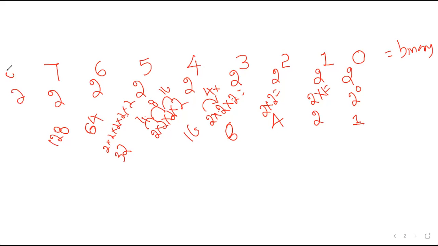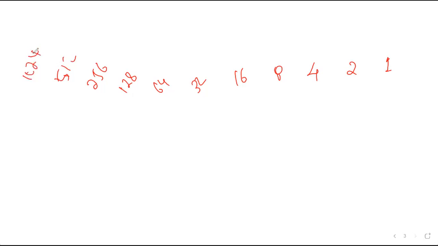Let's see, if I'm writing 2 raised to 8, what could be the number? 128 into 2, which means 256. If I'm writing 2 raised to 9, what will happen? 256 doubled, which is 512. Then 512 doubled, which is 1024. So it goes this way, for example, 1, 2, 4, 8, 16, 32, 64, 128, then 256, 512, 1024, 2048, 4096. This will go in this way.